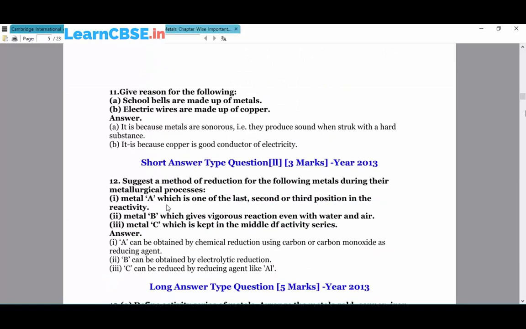Okay, give reasons for the following. School bells are made up of metals. It is because metals are sonorous, so they produce a very good sound when struck with a hard substance. Electric wires are made up of copper, because copper is a good conductor of electricity.